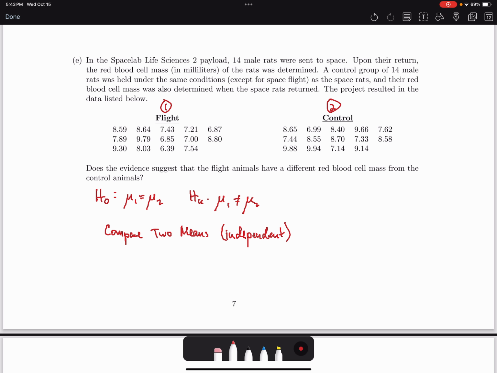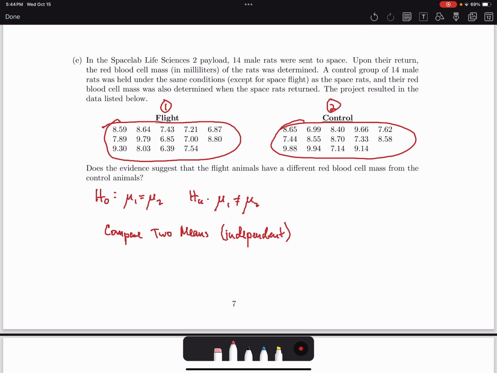On average, do the flight animals have a different red blood cell mass than the control animals, right? Do the flight animals as a group, on average, have a different red blood cell mass than the control animals as a group, on average? So we would be comparing means here. Clearly, there are two groups that we're comparing, so we're going to use the Compare Two Means app.